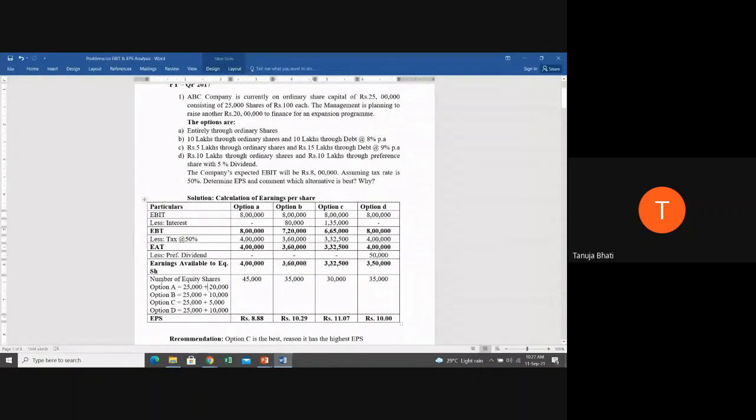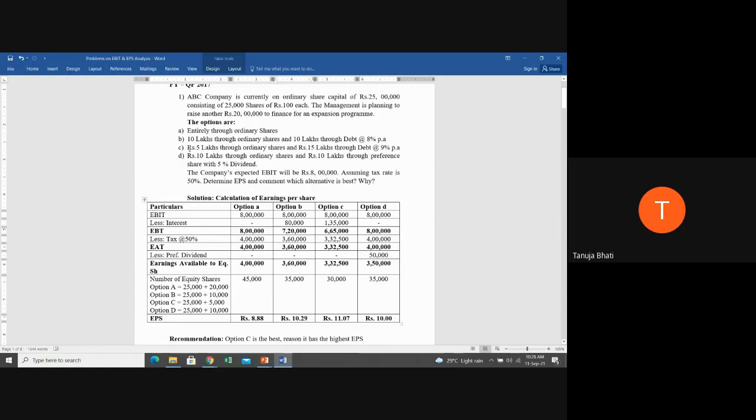Next, we need to find out the number of equity shares for option B. So old 25,000 is there, plus new 10 lakh equity shares are issued. So 10 lakh equity shares are issued and per share value is rupees 100. So what will be the number of equity shares that will be issued? That is 10,000. How did you get that? 10 lakh divided by 100. So total number of equity shares for option B is 35,000. How do you calculate the EPS? 3 lakh 60 divided by 35,000, you got 10.29.